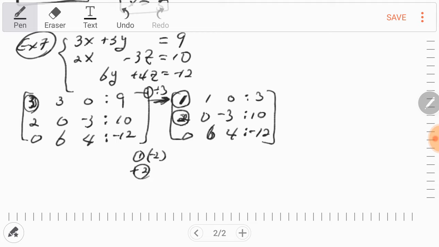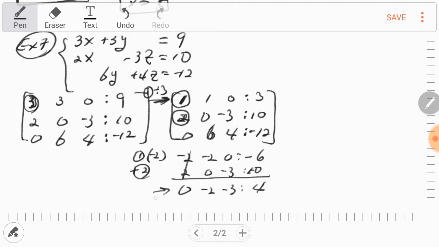So multiply the first row by negative 2 and add it to the second row. Then negative 2, negative 2, 0, negative 6, added to the second row gives 0, negative 2, negative 3, and 4. So this will be the second row. Let me write the first row first. And the second row is 0, negative 2, negative 3, and 4.